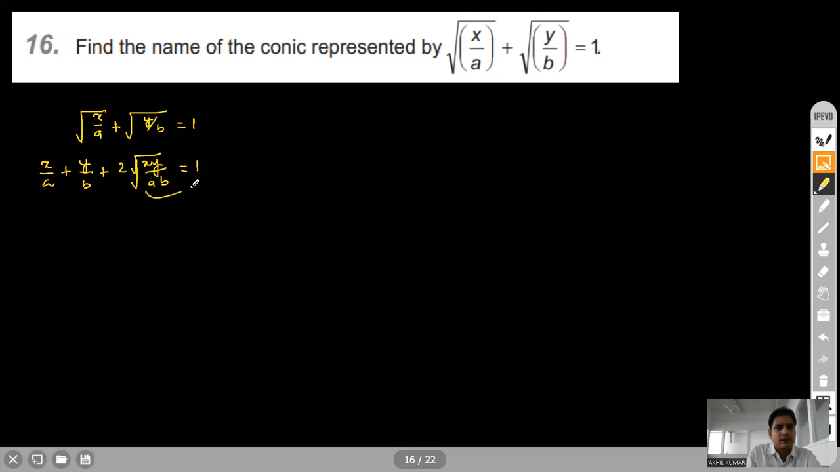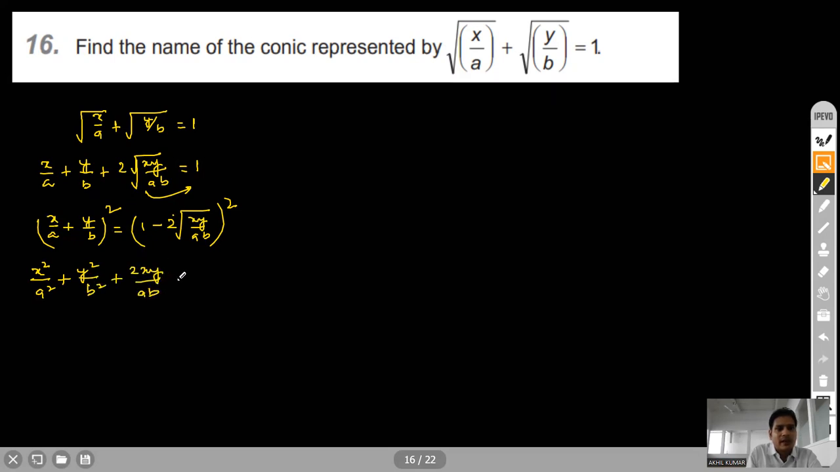Now, what I will do, I will move this to right hand side and again I will square it. So this will be x by a plus y by b, okay? And this thing will be 1 minus 2 times under root of xy upon ab. Now we can further square it. So what we get, we will have x square by a square plus y square upon b square, plus 2 times xy upon ab is equal to 1 plus 4 times xy upon ab, minus 4 times under root of xy upon ab, right? This will be what we get.